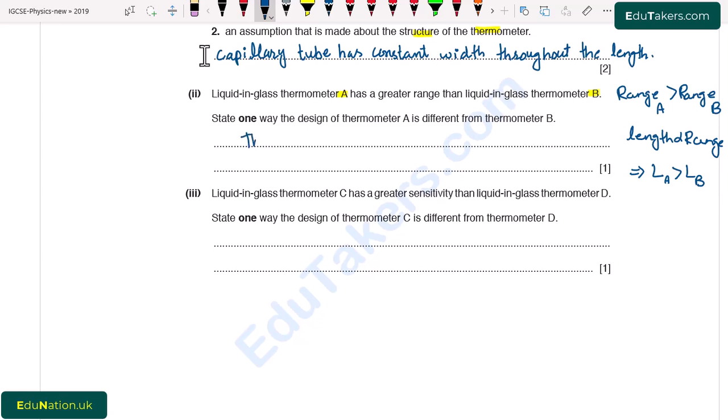So I write here thermometer A is longer than thermometer B.